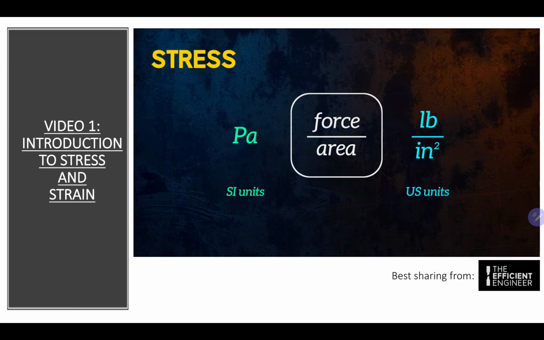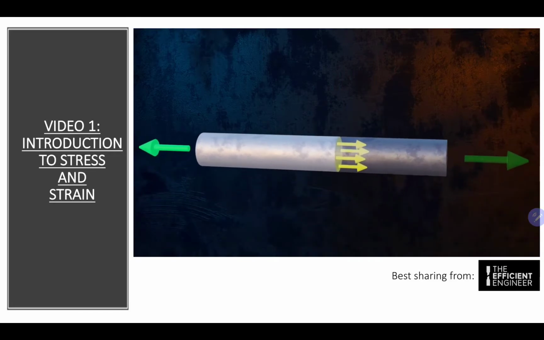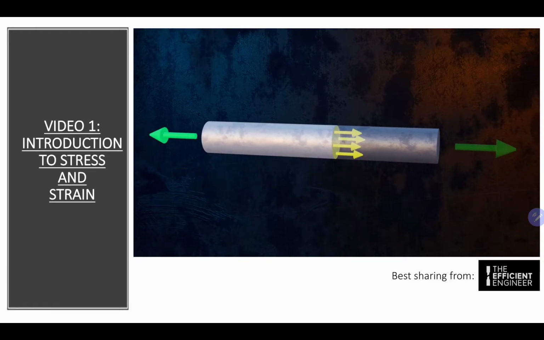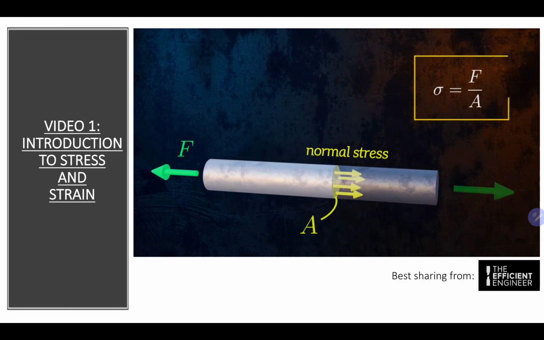In the case of our axially loaded bar, the internal forces are acting perpendicular to the direction of the cut we made. This type of stress is called normal stress. We can calculate the normal stress in our bar as the applied force F divided by the cross-sectional area A of the bar. It is denoted by the Greek letter sigma.